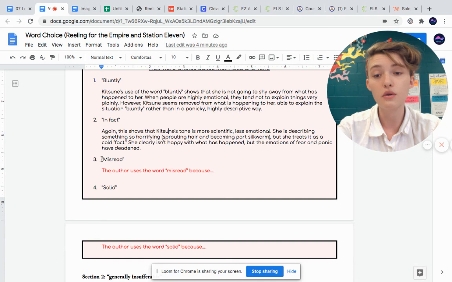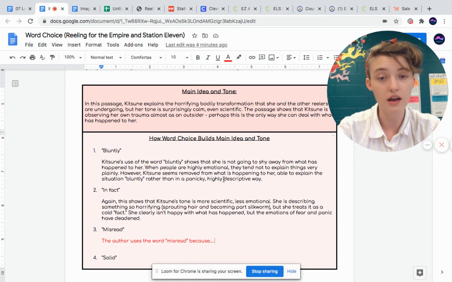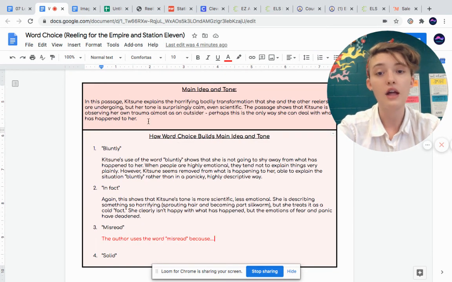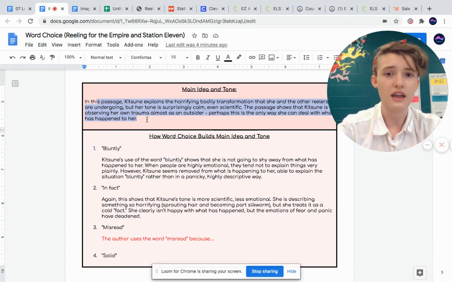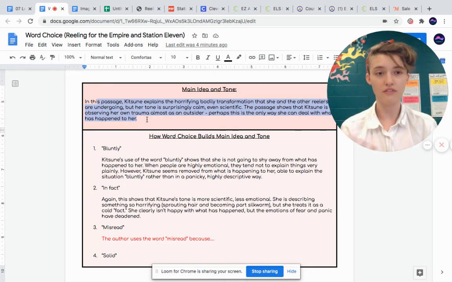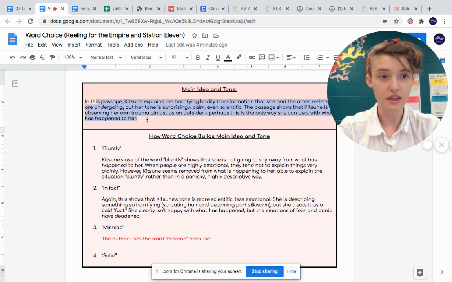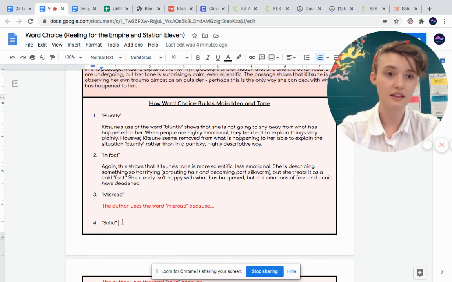So you are going to do the same thing for misread and for solid. You'll fill in the answer here. The author uses the word misread because, and you want to tell me how this word misread in the paragraph helps to build this main idea and tone, this main idea of Kitsune looking at a horrifying situation from a very calm point of view. It's almost like this is the only way that she can deal with something so upsetting. She has to keep her distance from it. So how do the words misread and solid help the author get there?